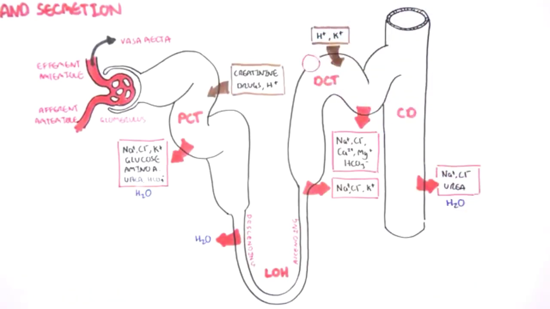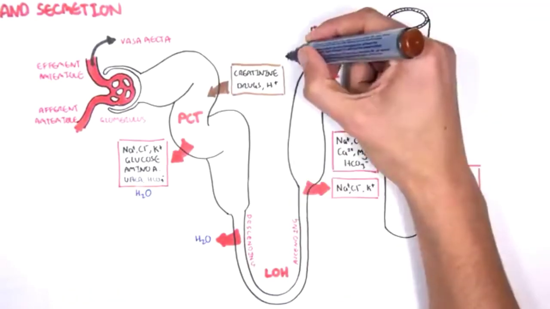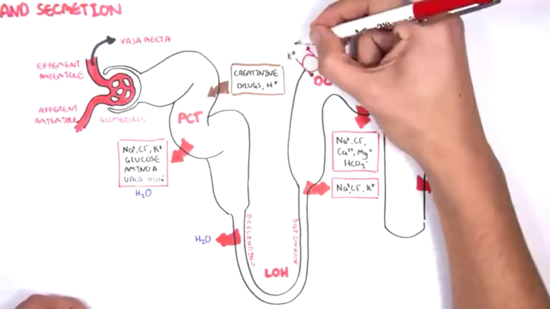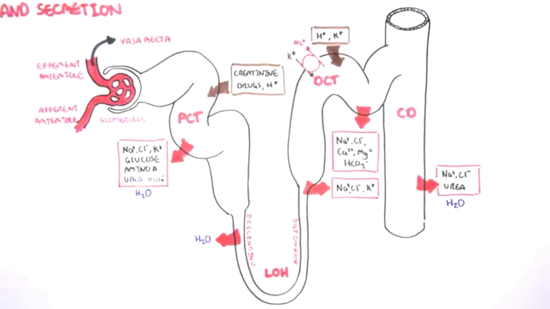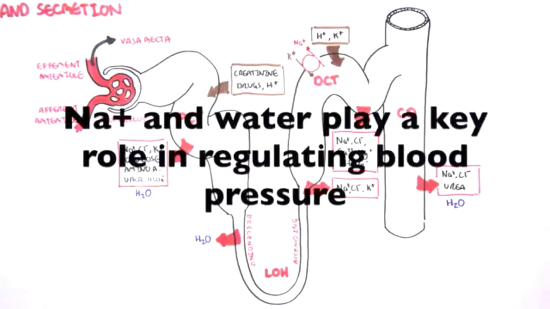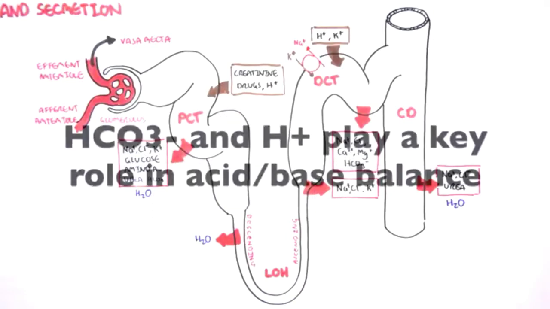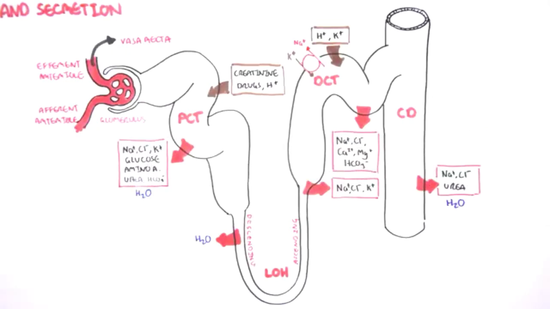In the distal convoluted tubule, there's an important transporter, which is responsible for the exchange of sodium and potassium. This is how the potassium enters the tubule of the nephron. This transporter is also a site where diuretics have an effect. Important things to take note of here are that sodium and water play a key role in regulating our blood pressure. Bicarbonate and hydrogen ions play a key role in acid-base balance, so maintaining the pH of our body.